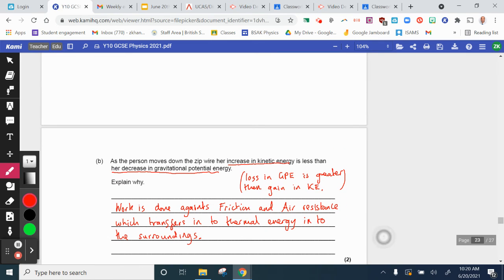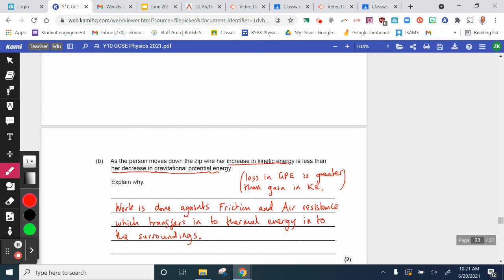Part B, as a person moves down the zip wire, her increase in kinetic energy is less than her decrease in gravitational potential energy. You've got to read that a couple of times before you make sense of it. But in other words, it says that the loss in GPE is greater than the gain in kinetic energy. So not all of the GPE that is lost goes into kinetic energy. That's what this statement corresponds to.